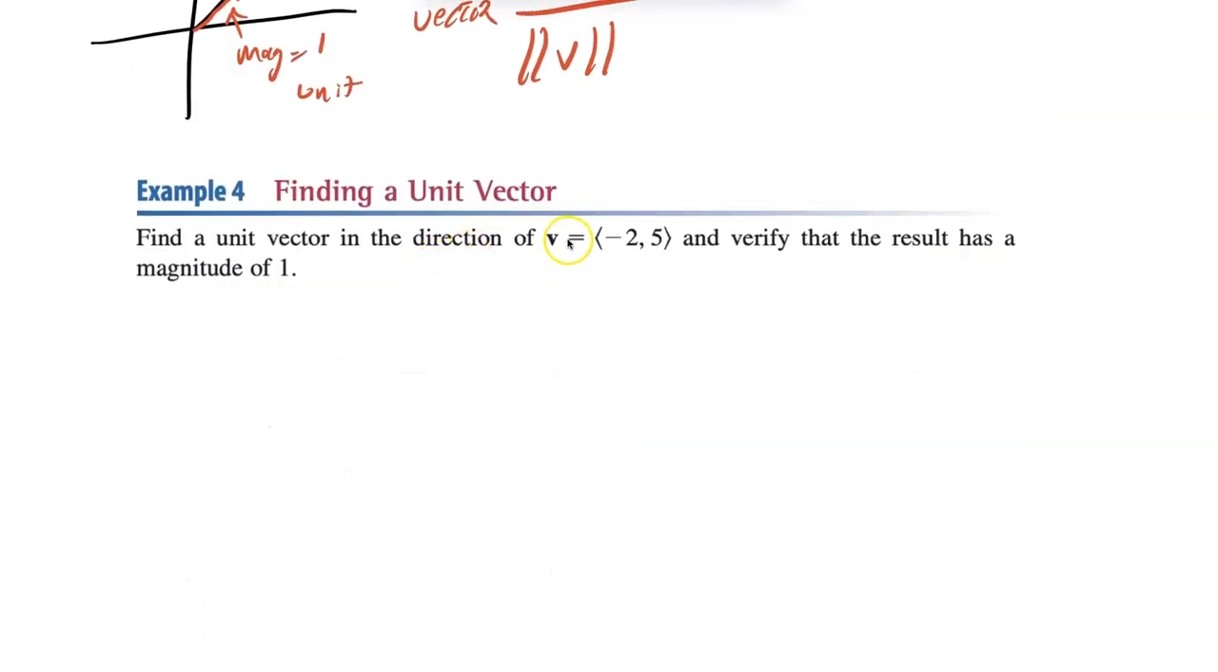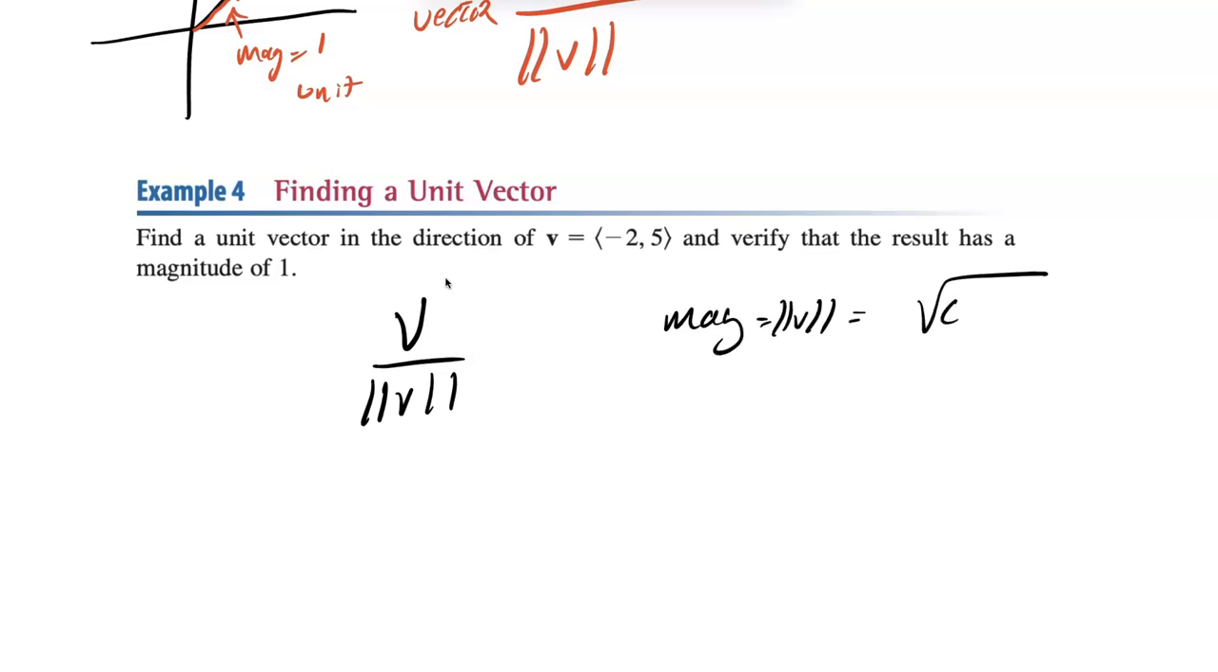Find a unit vector in the direction of -2, 5 and verify the result has a magnitude of 1. The formula for a unit vector is just v over the magnitude of v. So remember, the way you find the magnitude is this formula. You take -2 squared plus 5 squared. In that case, we're going to get 4 plus 25, just the square root of 29. So that's the magnitude of my vector.